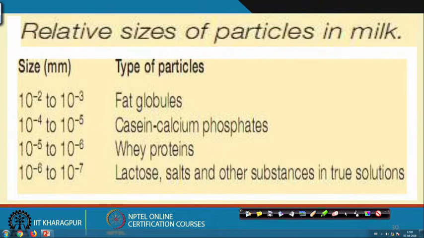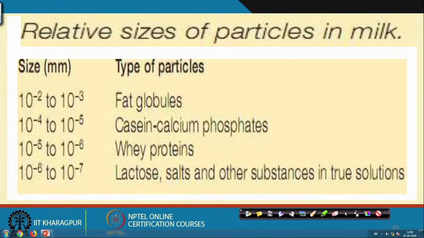in true solution, right. So, milk contains variable size of particles ranging from 10 to the minus 2 millimeter to 10 to the minus 7 millimeter, right.